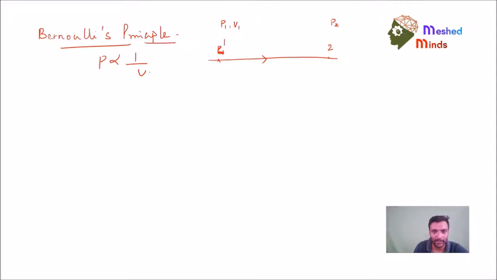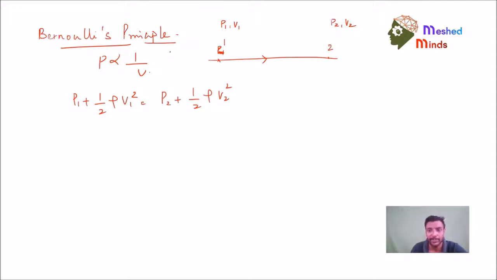and if velocity here is V1 and velocity here is V2, then the relationship between P1, P2 and V1, V2 is given as follows. P1 plus half rho V1 square is equal to P2 plus half rho V2 square, where rho is the density of the fluid. From this equation, you can see that the pressure is inversely proportional to velocity.